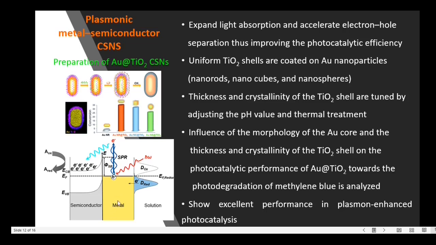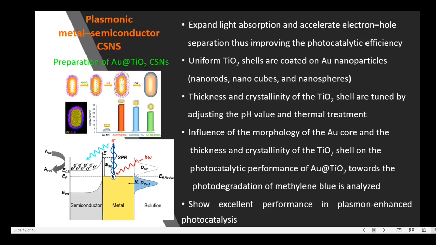Also, when the metal nanoparticle interacts with light, an electromagnetic field is created around the metal nanoparticle, which accelerates the electron hole separation and increases the light scattering for the reuse of unabsorbed light. Here we are going to see the photocatalytic performance of the Au@TiO2 metal semiconductor core-shell nanostructure. The presence of Au metal nanoparticles expands the light absorption and accelerates the electron hole separation, thus improving the photocatalytic efficiency of the Au@TiO2 core-shell nanosystem.